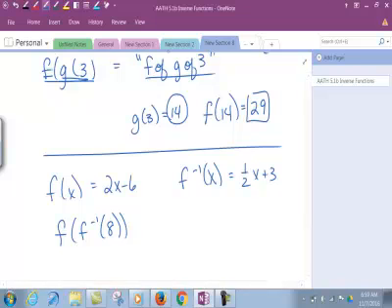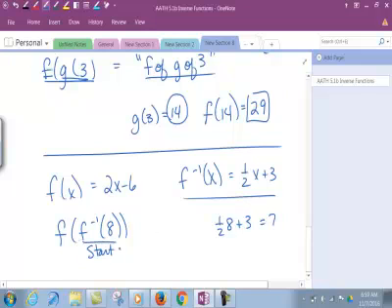Okay, so just using the model we did before, we're going to start here. And f inverse of 8, when you have f inverse, is to simply plug in 8 into the inverse. All right, so half of 8 plus 3 is 7. So this part is 7. And then f of 7 means to take 2 times 7 minus 6, and you get 8. And if the 8 looks familiar, it should.